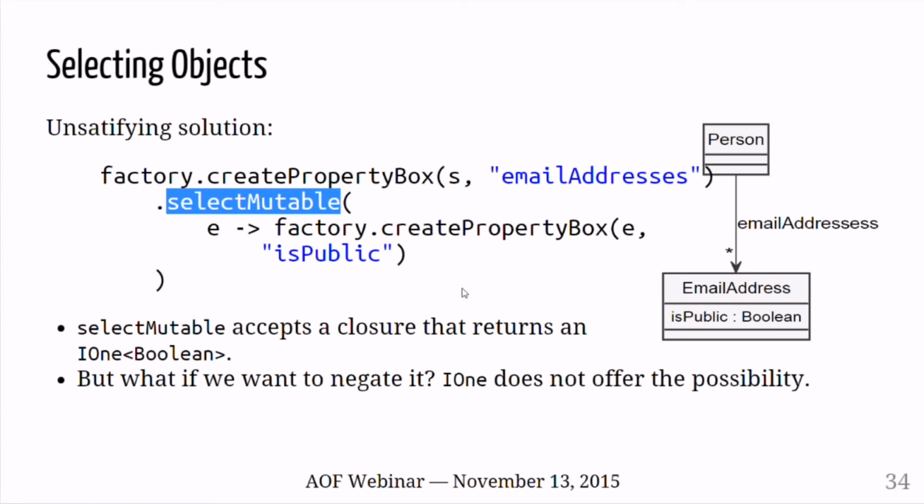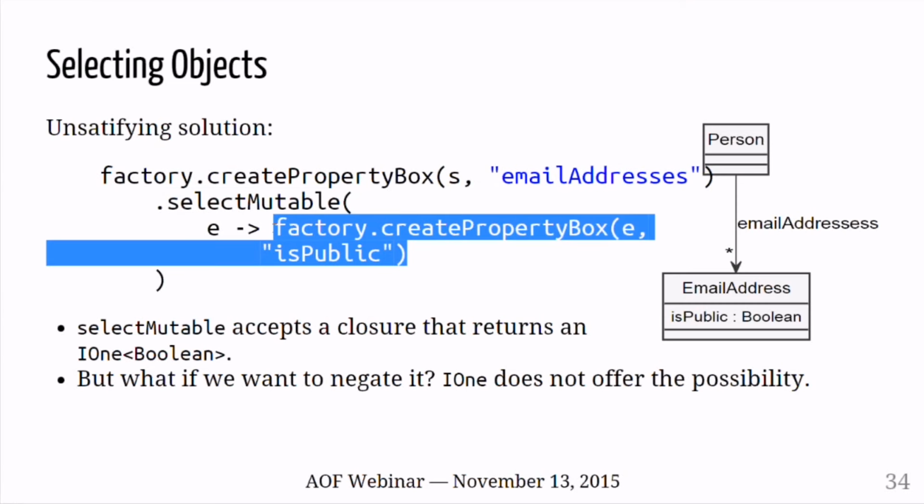The problem, of course, is that once we have this box, we can give it to select table, but can we do anything else? For instance, suppose we want to negate it or to combine it with Boolean operators. Well, because it's a box, it does not have these capabilities. And of course, if you unbox it, then it loses the observability property. So we have to find some way to do it.